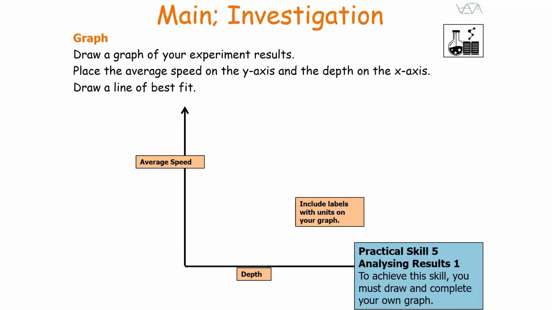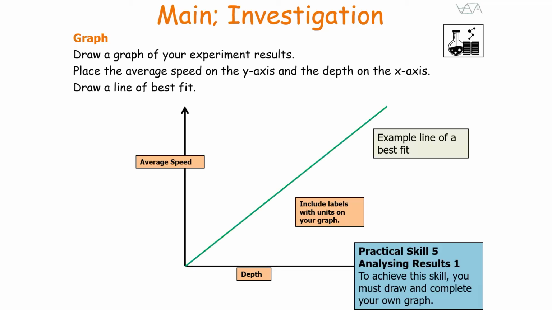You would then draw a graph of your experimental results, placing average speed on the y-axis and depth on the x-axis. You would then draw a line of best fit. For example, this would be a line of best fit.